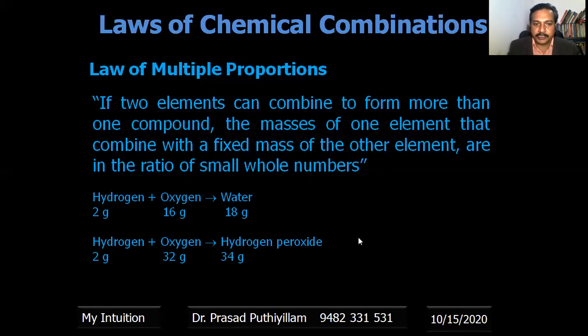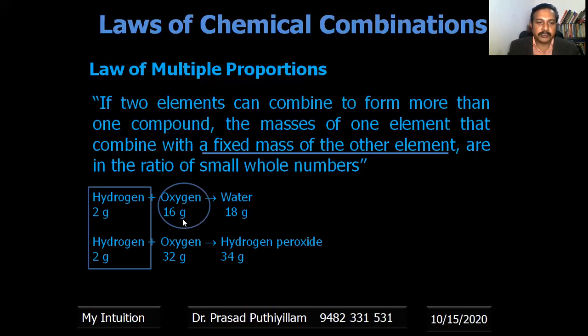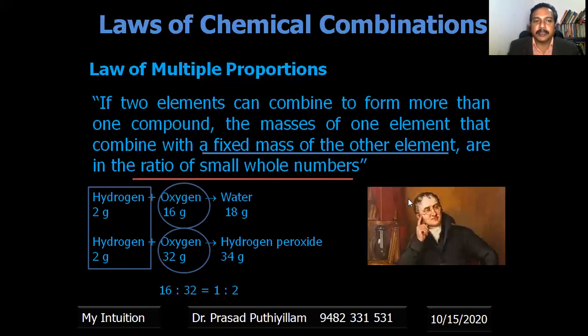under various reaction conditions. So here we can see the weight of hydrogen taken is the fixed mass. Therefore, oxygen is the mass which is varying. Therefore, oxygen 16 grams as well as 32 grams. Therefore, it exists in the ratio of small whole numbers. You can say that 16 to 32 is the ratio when it forms water or hydrogen peroxide. It is 1 to 2. So it is a ratio of small whole numbers that's stated by the law, and this law was put forward by John Dalton in the year 1803.